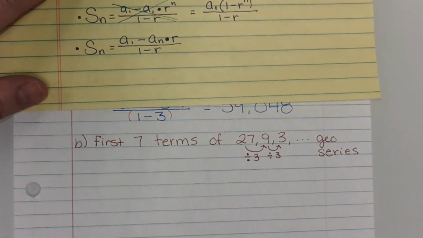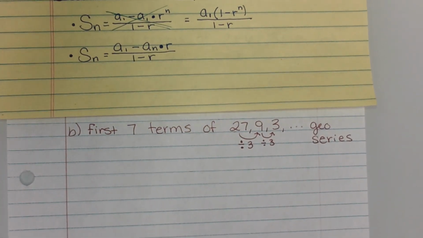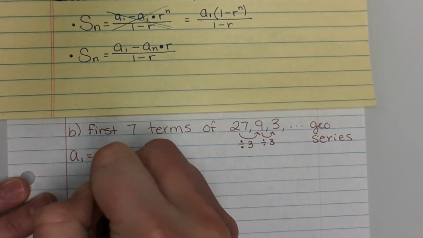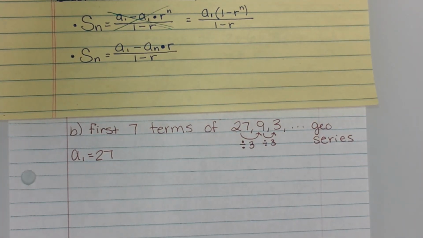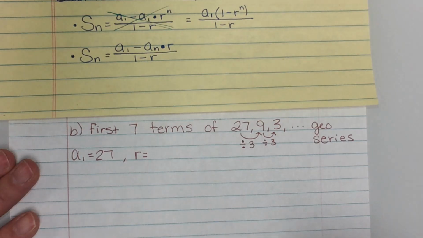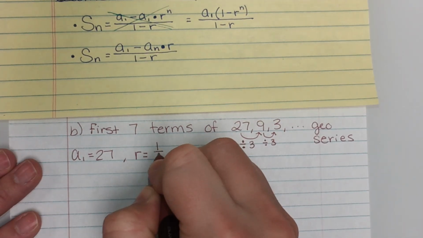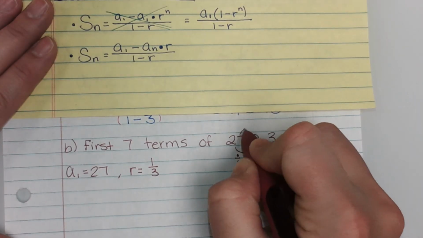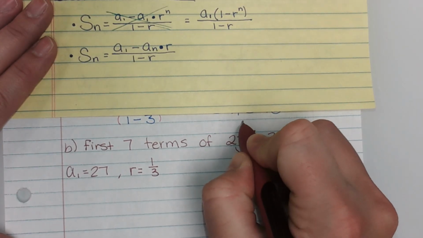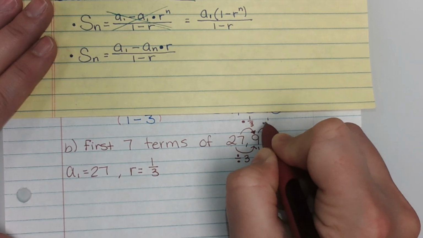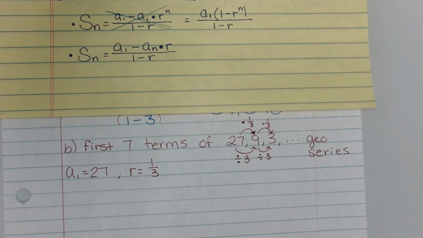So I got these formulas. Veda, what's a sub 1? 27. Sam, what's R? Where do you get 1/3 from? Dividing by 3. R is what you multiply by. To divide by something is to multiply by its reciprocal. Good catch on that.